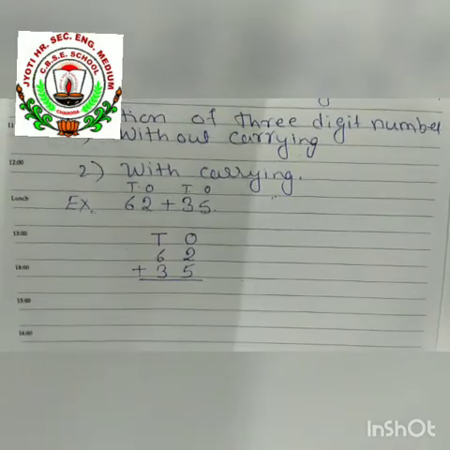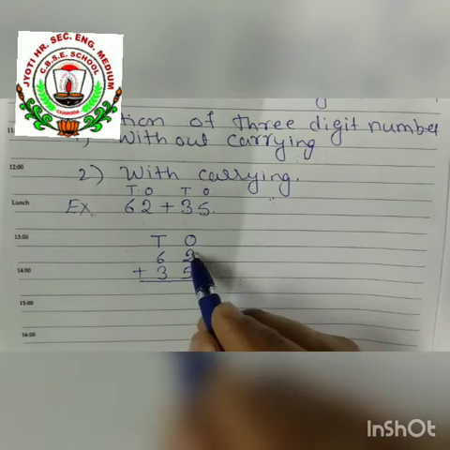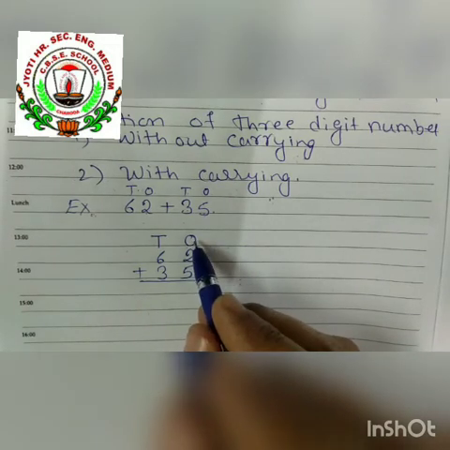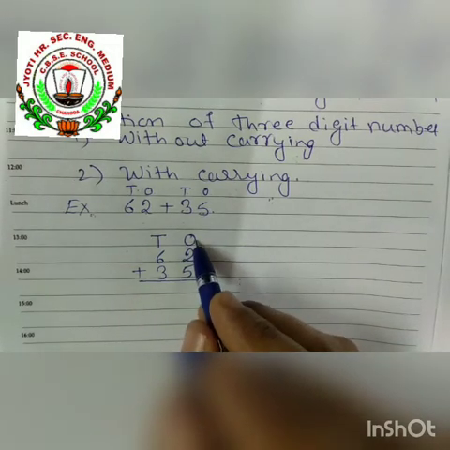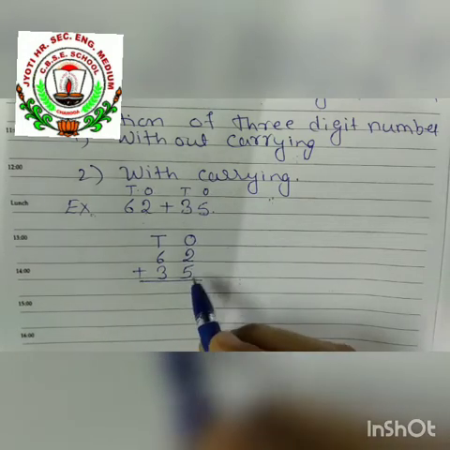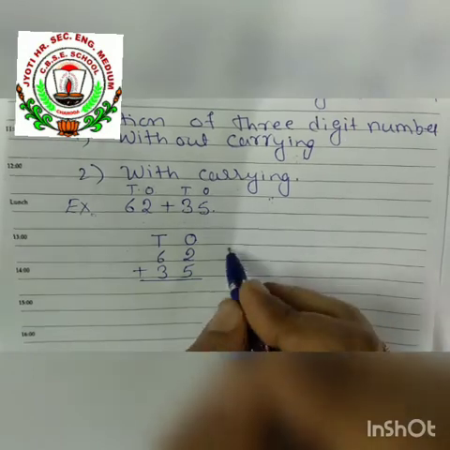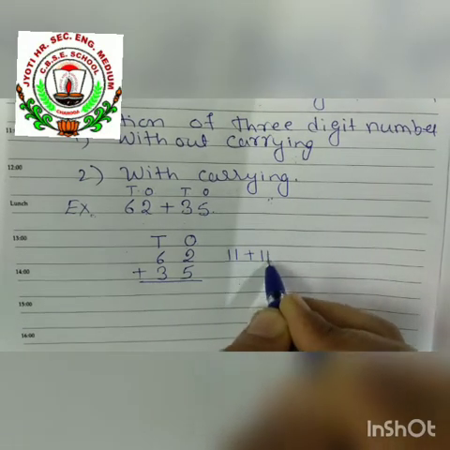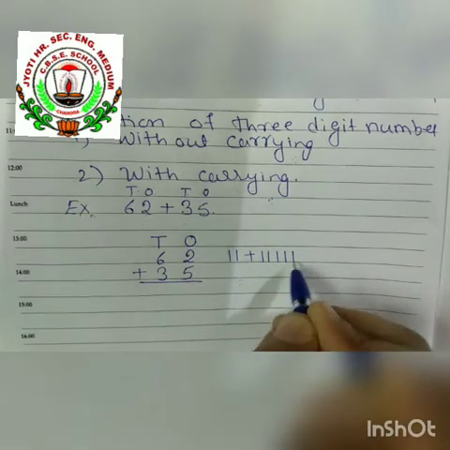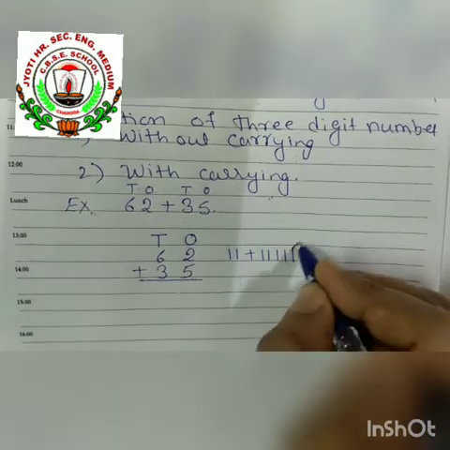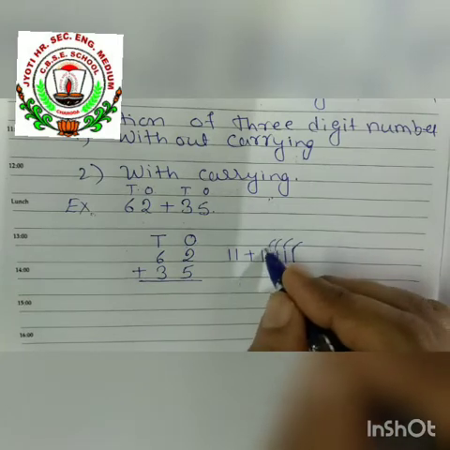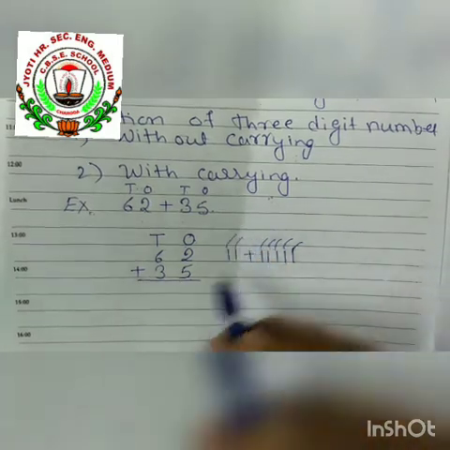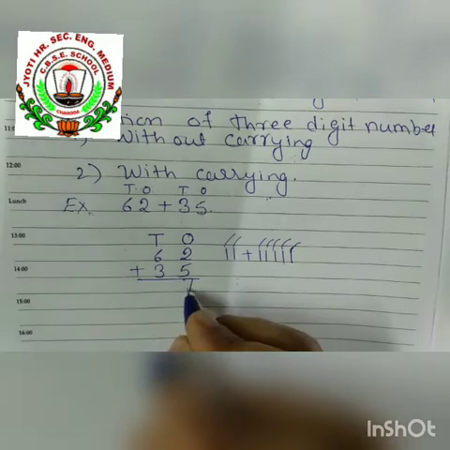Now as you all know, during addition we first add the digits which are on the ones place. So which numbers are on the ones place? It is 2 and 5. So first we will draw 2 lines. Next number is 5, so we will draw 5 lines. 1, 2, 3, 4, 5. Now we will do the total. 1, 2, 3, 4, 5, 6, 7. So 2 plus 5, we got 7.